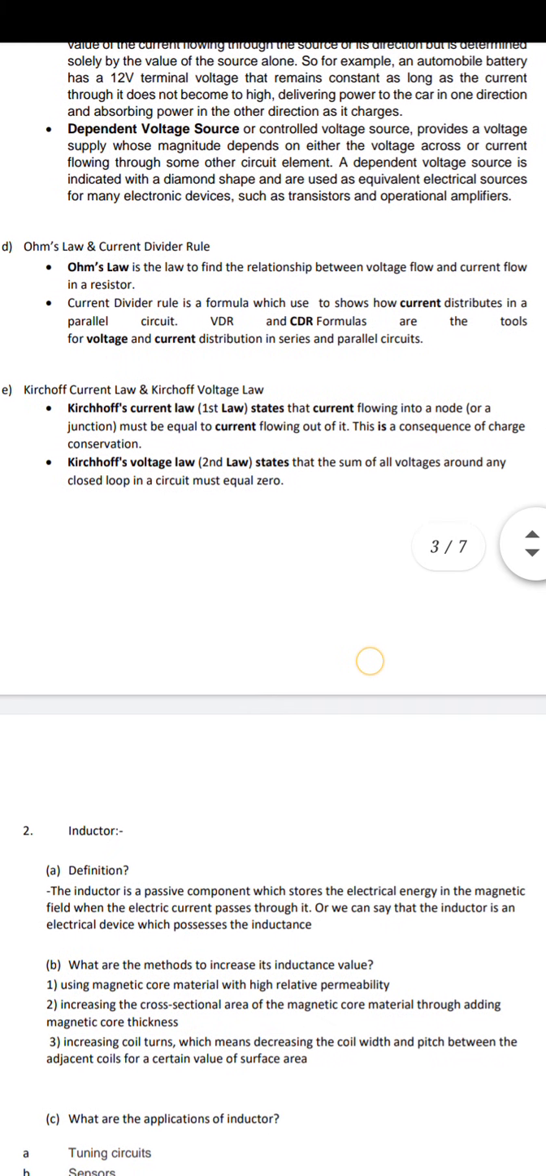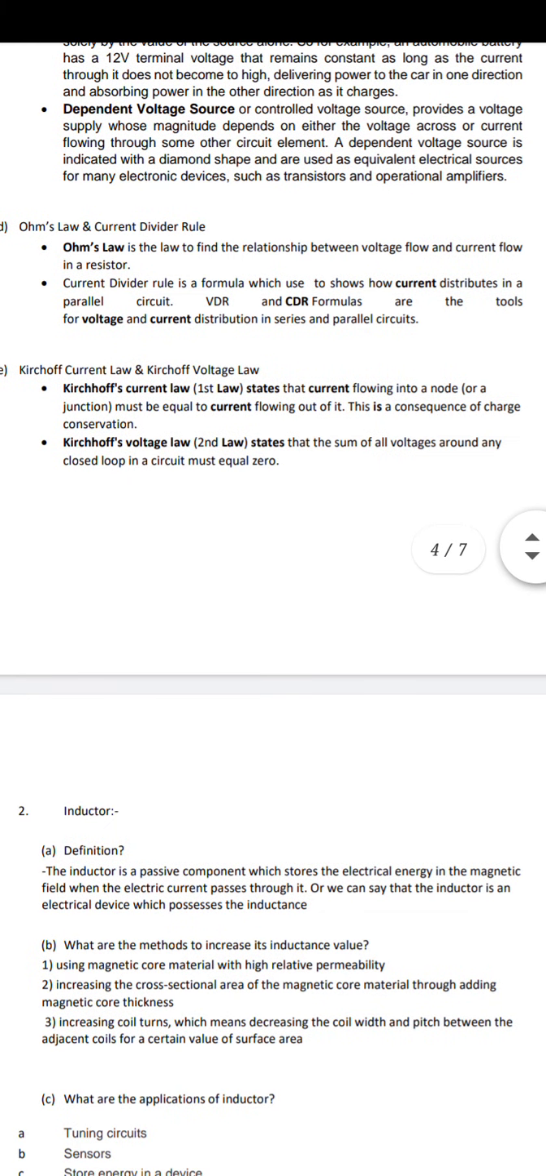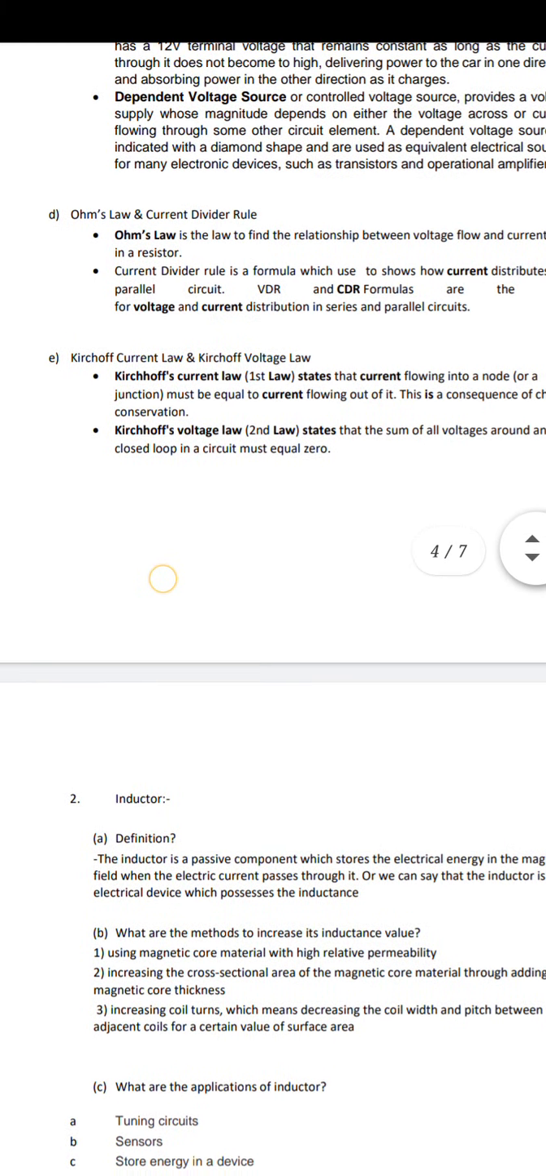Kirchhoff's current law and Kirchhoff's voltage law. For question E, Kirchhoff's current law, the first law, states that the current flowing into a node or junction must be equal to the current flowing out of it, which is a consequence of charge conservation. Kirchhoff's voltage law, the second law, states that the sum of all voltages around any closed loop in a circuit must be equal to 0.